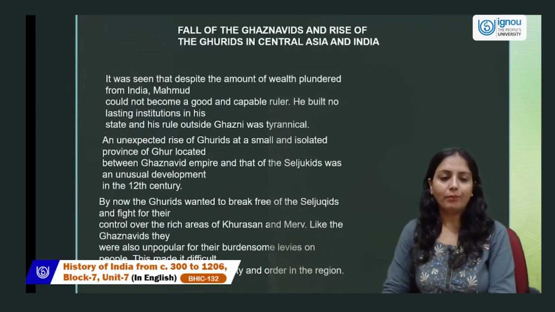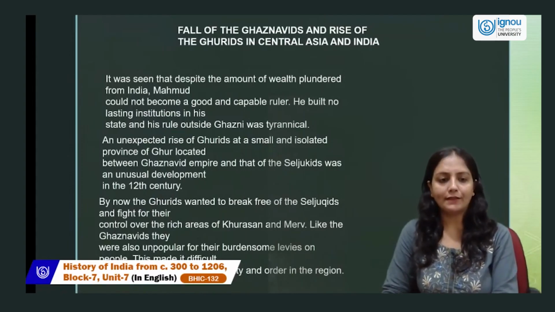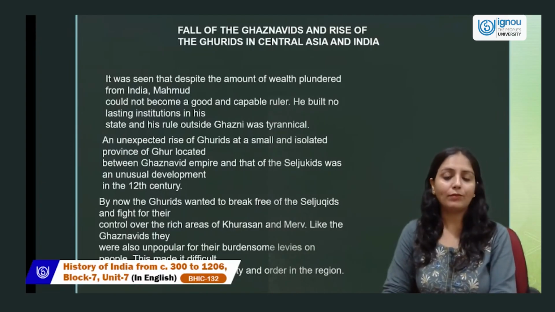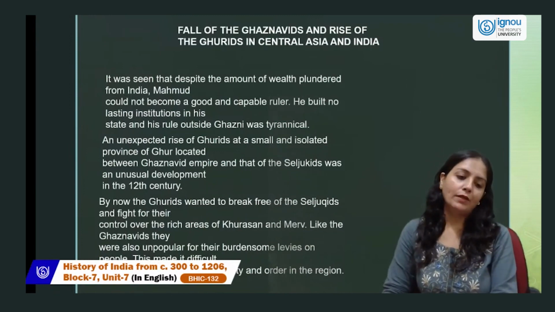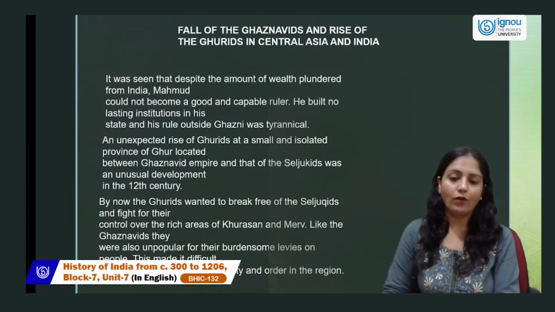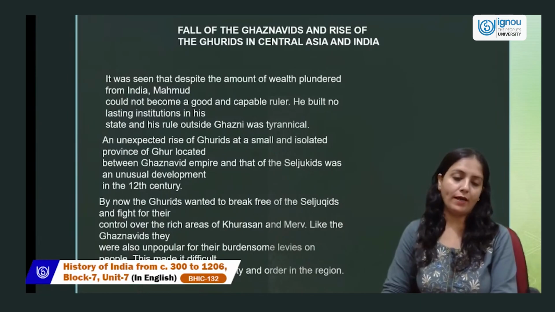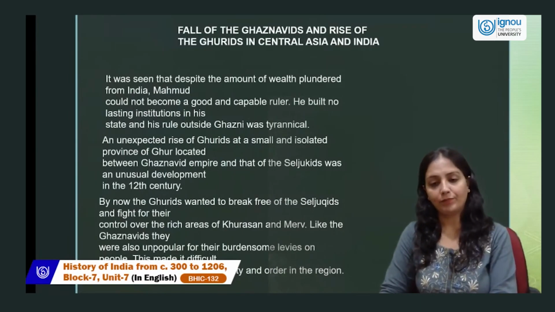In the 12th century, the Ghurids wanted to break free of the Seljukids and fight for their control over the rich areas of Khorasan and Merv. Like the Ghaznavids, they were also unpopular for their burdensome levies on people. This made it difficult for them to maintain their authority and order in the region. Ghurids were also not very popular at that time, just like Ghazni was not popular at that time. Same thing.